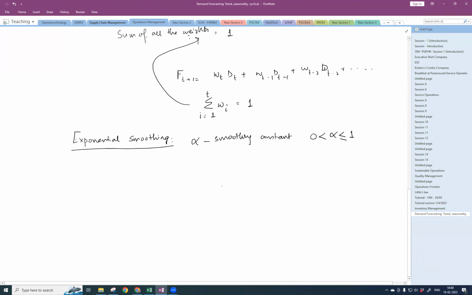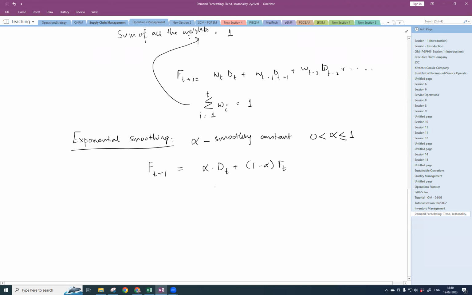That is the concept. We said that Ft plus 1, the future forecast for the demand, is alpha times dt plus 1 minus alpha times Ft, right? This is the formula we had given. Now, if you choose an alpha value equal to 1, this entirely converts into a naive forecast, right?